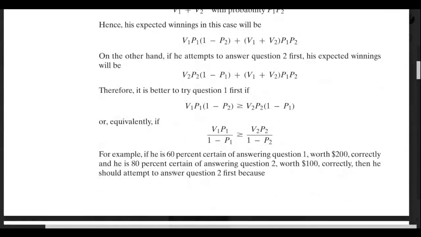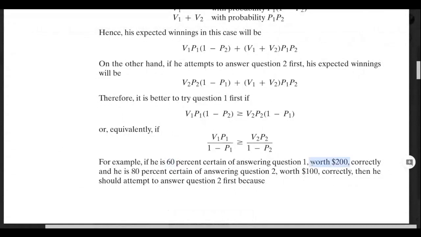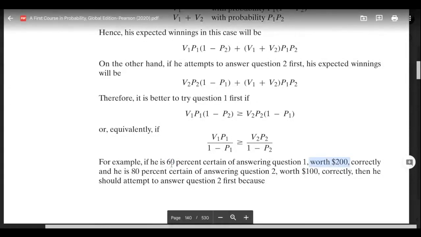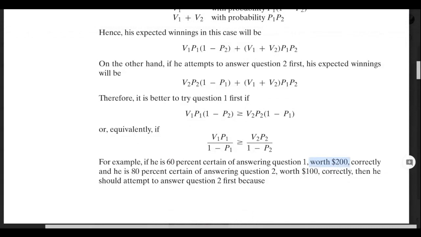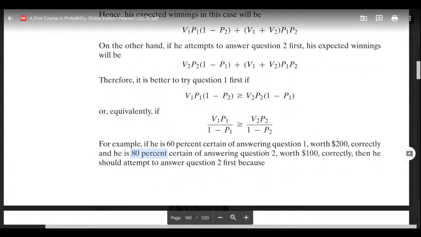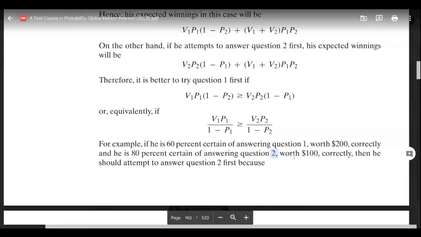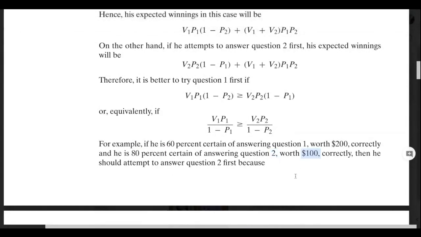Let's see the example. If he is 60% certain of answering question 1 correctly, worth $200, so V1 is 200 and P1 is 60%. And he's 80% certain of answering question 2, so P2 equals 80% and V2 equals 100. Then we can compare it. We can plug into this to calculate to see which one is bigger.